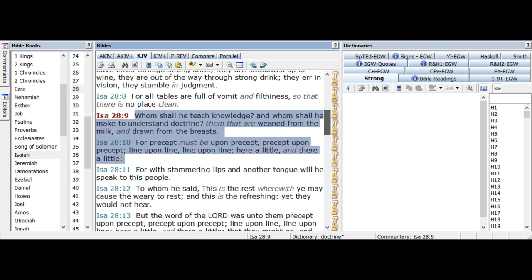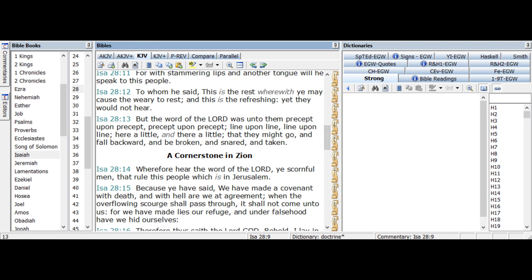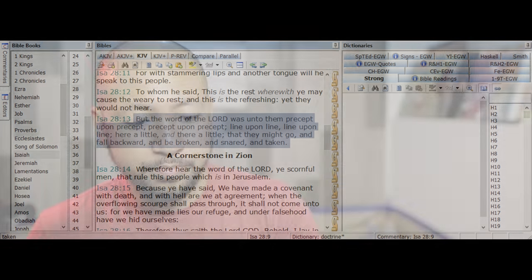And verse 13 says the same thing. "But the word of the Lord was unto them precept upon precept, precept upon precept, line upon line, line upon line, here a little and there a little, that they might go and fall backward and be broken and snared and taken." So when we read the Bible, we must read precept upon precept, line upon line. We can't put our own opinions into the Bible.